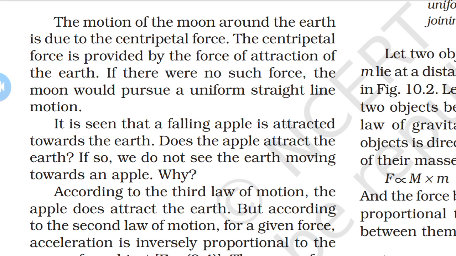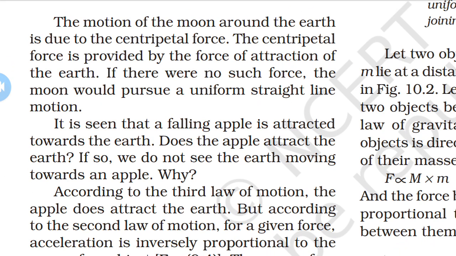Here the mass of an apple is negligible compared to the earth. The earth's mass is very large, as we know, but compared to it the mass of the apple is very small, negligible. Due to this reason, we do not see the earth moving towards the apple. That is the answer to this question: the mass of an apple is negligible compared to the earth's mass. And according to the second law of motion, acceleration is inversely proportional to the mass of an object, A is equal to F upon m. Due to these two reasons, we cannot see the earth moving towards the apple.